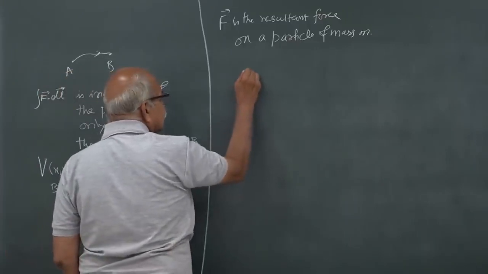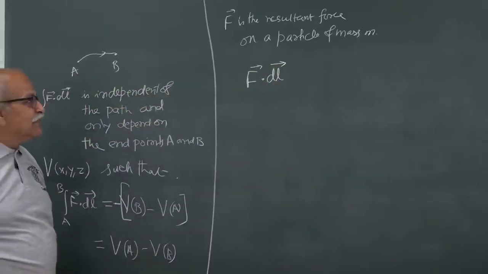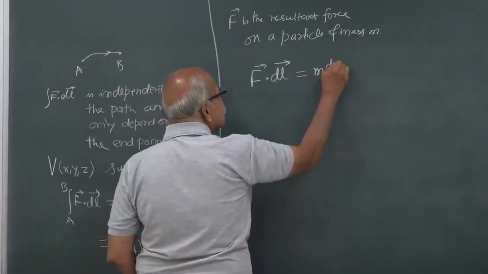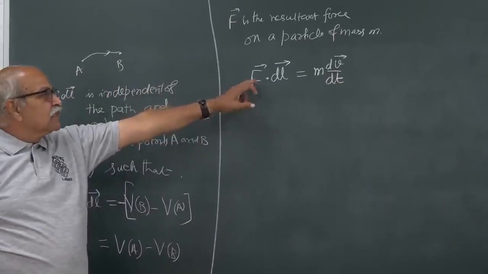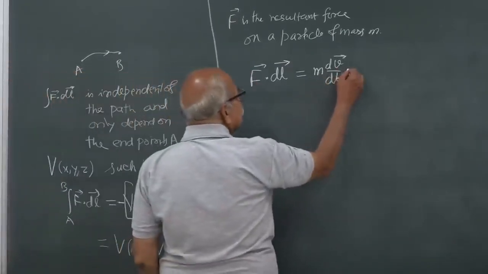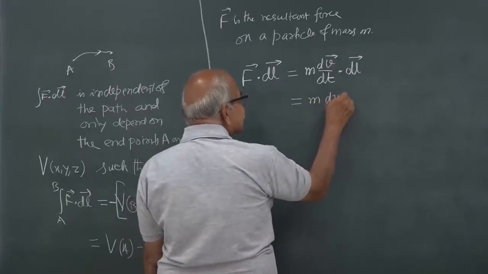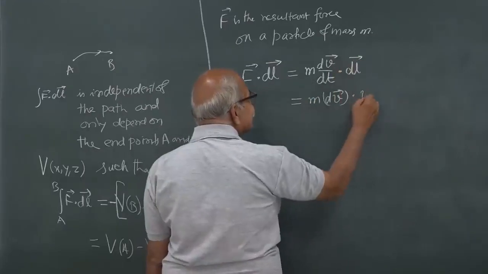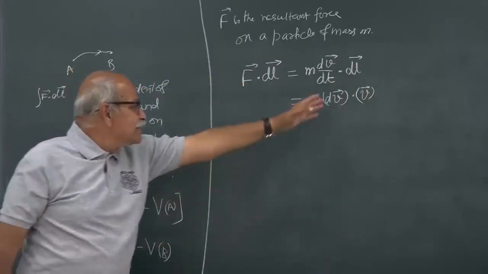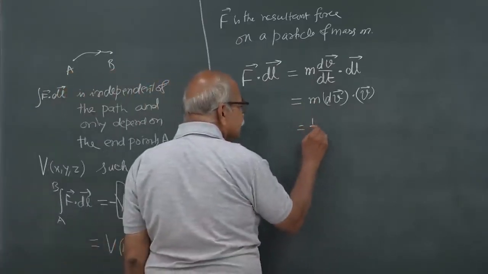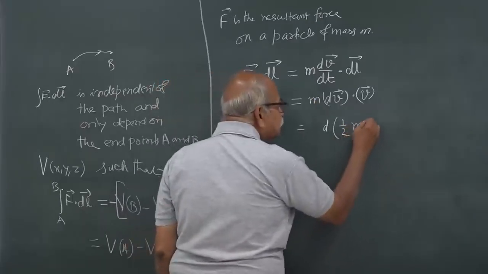What is this F dot dl? This F dot dl you can write as mass times dv/dt, mass times acceleration, because this is the resultant force. So, I can use Newton's second law. F is equal to m times a, m dv/dt, and then dot dl, and this dt can go here, and this you can write as m dv and then dot dl/dt, and dl/dt is v. In time dt, if the displacement is dl, then the velocity at that point is just this v, and this is d of half m v squared.